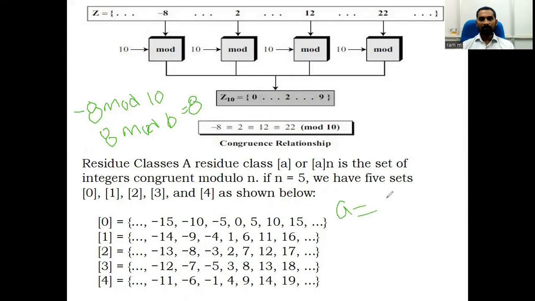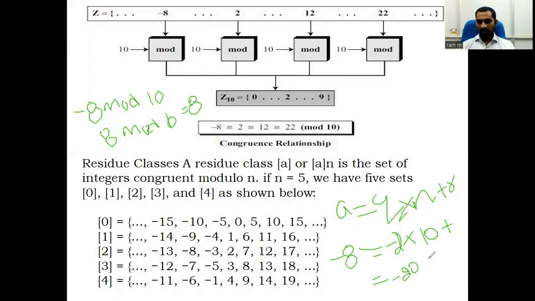A is equal to Q into N plus R. So here A will be -8, N is 10, and I need to find Q and R. If I take Q as -2, it will be -20. I need to add more value, so to get -8 I need to add +12. Now, is 12 in the residue set of 10? No, it is not in the residue set of 10. So I cannot take it as the residue.